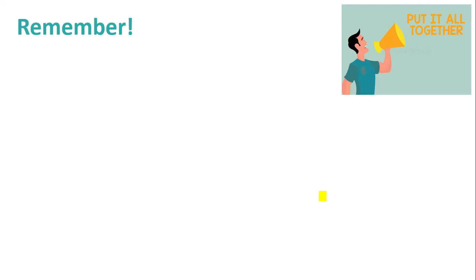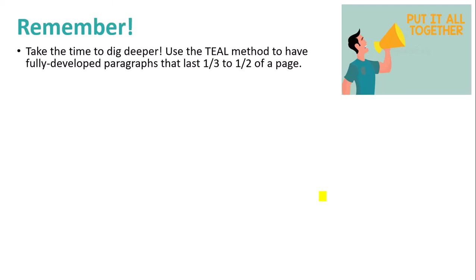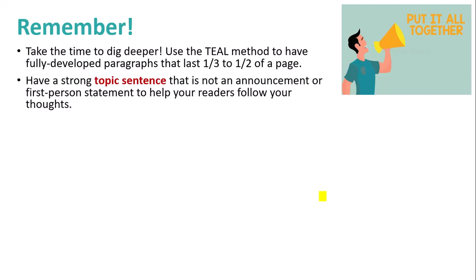So let's recap, putting it all together. First, the first two problems, having too many ideas or too few ideas. Dig deeper. Use the TEAL method to have a fully developed paragraph. It should be a third to a half of a page. And as that one meme said, college writing means going deeper and doing focused analysis. Have a strong topic sentence, not an announcement or in first person, to help your reader follow your thoughts. So you don't want, in this paragraph, I'm going to talk about, right? You want something that shows the reader without telling them what that topic is going to be.